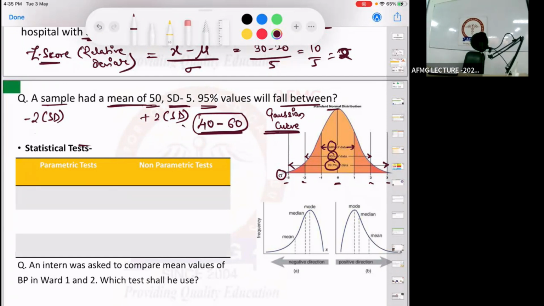Here the standard deviation given is 5, right? So we need to calculate -2 standard deviation to +2 standard deviation. -2 into 5 would be -10, +2 into 5 would be +10. So from the mean value, that is 50, subtract 10 and add 10. If we subtract 10, it would be 40, and when we add 10, it would be 60. So 95% values will fall between the range of 40 to 60, that is your -2 to +2 standard deviation.